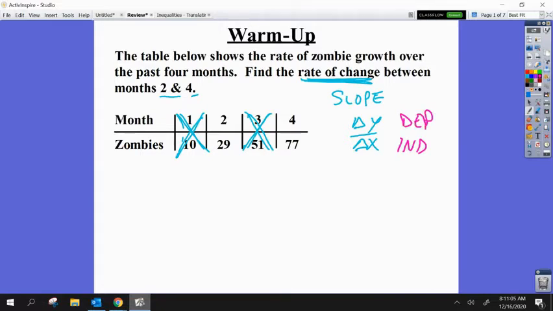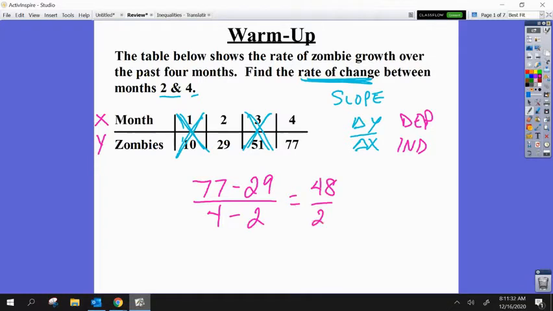And the other thing we talked about is that x is time is almost always our independent variable because time just tends to go. It's not always. In this case, it is. X is our month, and zombies is our y. So we'll subtract in either order, but I'm going to make the bigger number first, 77 minus 29. Those are my y's. And then it's 4 minus 2 in the denominator, which is 48 over 2, which does simplify to 24 over 1.